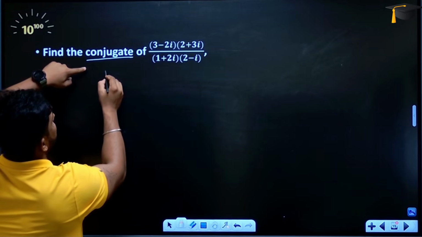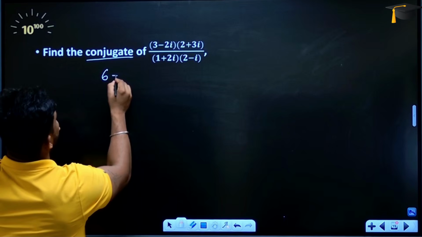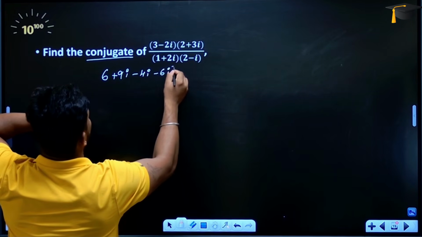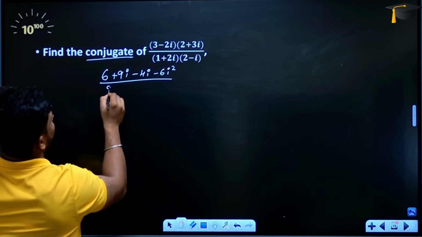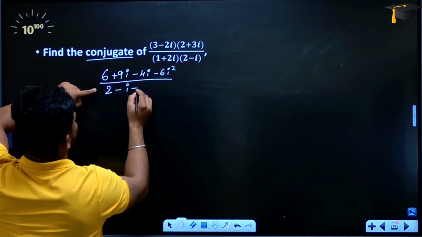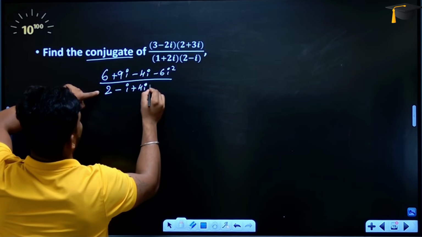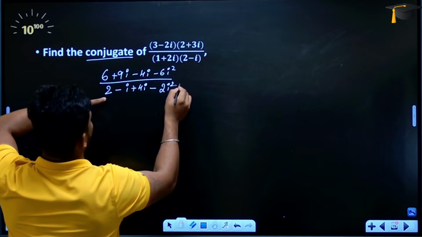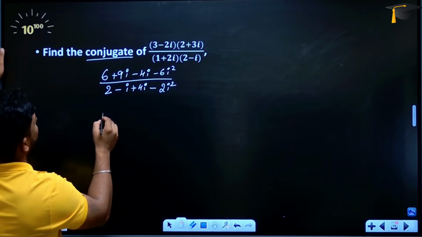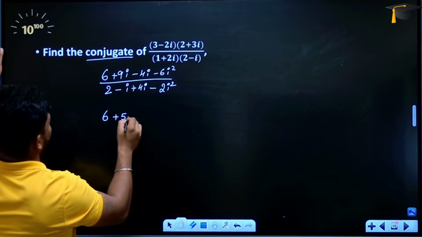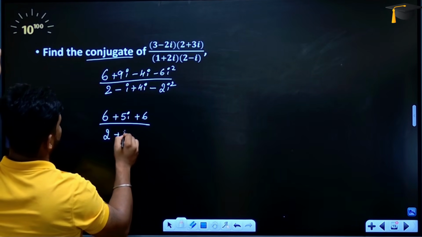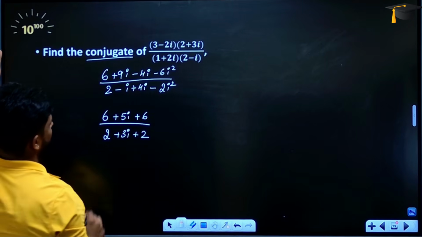So 3 2s are 6 plus 9i minus 4i minus 6i square. In the numerator and denominator, 2, okay, 1 into 2 is 2 minus i plus 4i minus 2i square. Correct? 1 into 2 is 2, 1 into minus i, 4i. Yeah, correct. Now 6 plus 5i plus 6 whole divided by, so 2 plus 3i plus 2. Correct?